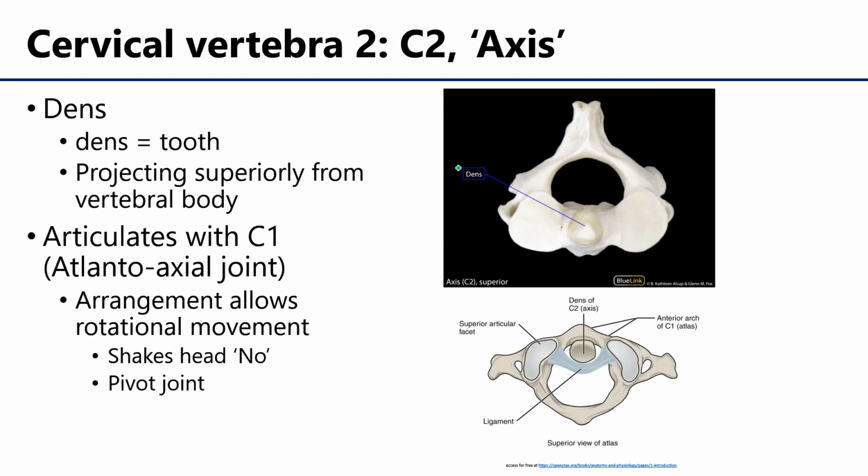Next up, C2, or the axis. It's called the axis because the first cervical vertebrae can pivot about that dens. So that dens sticks up from the body of C2. That is also anterior. And this is the anterior part of the illustration. And this forms the atlanto-axial joint with C1. So as C1 pivots about that dens, it's as if you're shaking the head to indicate no.